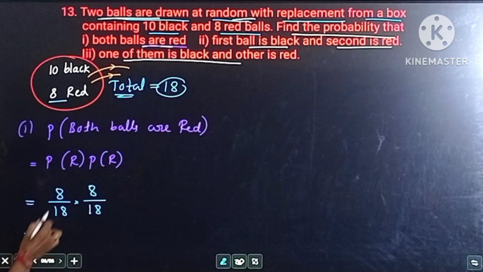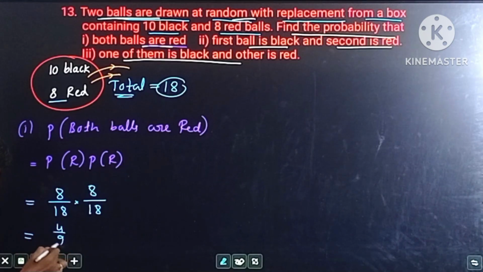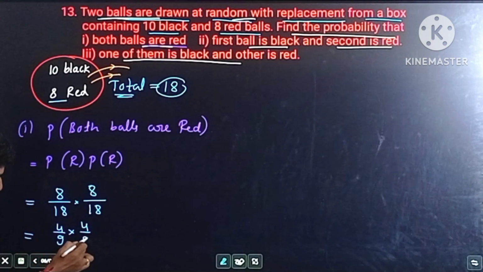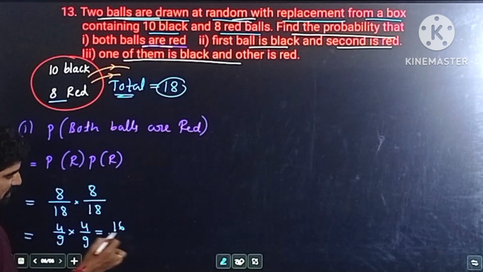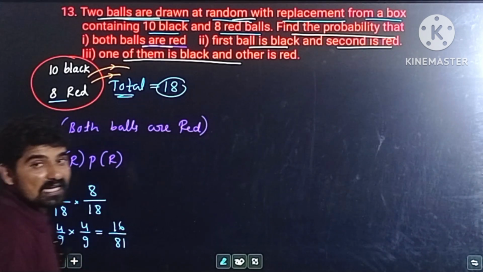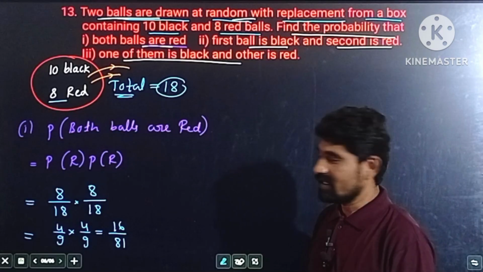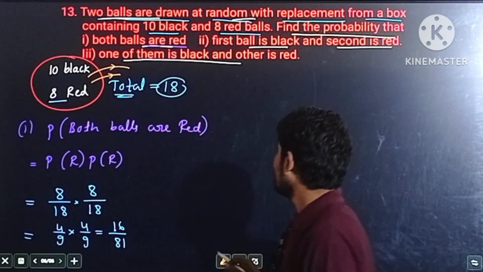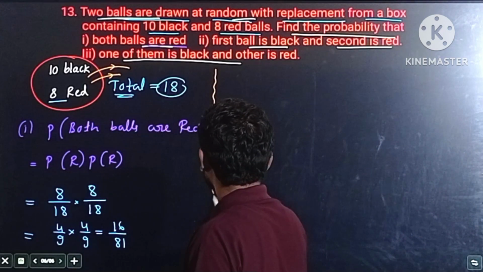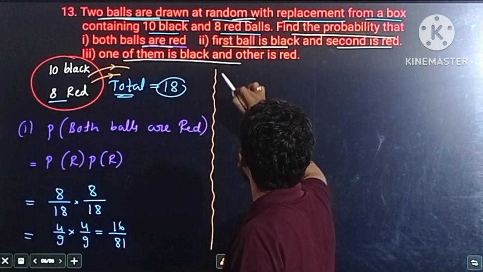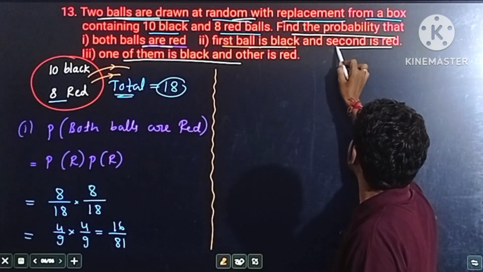Therefore, 2 fours are 8, 2 nines are 18. Similarly, 2 fours by 2 nines, which equals 4 fours are 16 divided by 9 nines are 81, is the probability of getting both balls red. And we need to identify the probability that the first ball is black and the second is red.